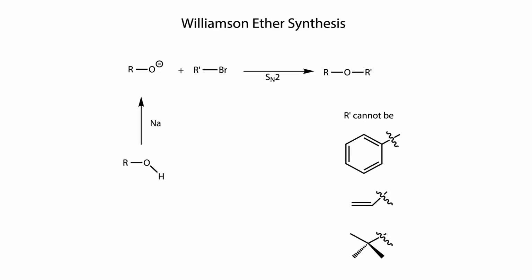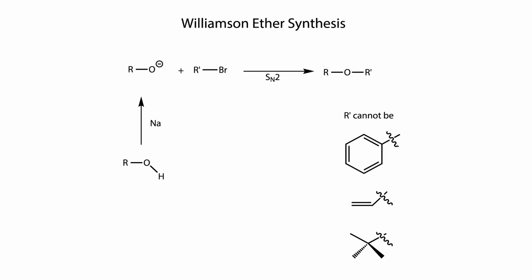The problem is that we still have the limitations that the SN2 presented all along, which is that we cannot have a tertiary group on our alkyl halide. We also can't have an aromatic group or anything that doesn't do SN2 reactions where our halide is attached. So in this case, it means R prime cannot be tertiary, cannot be aromatic, cannot be alkene or alkyne, can't do it.